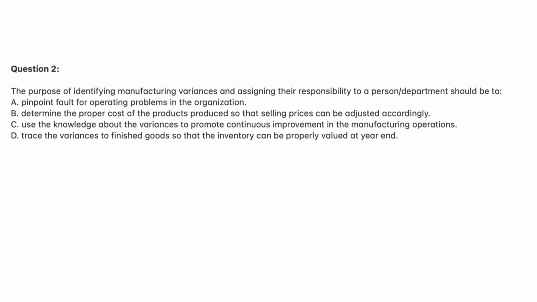Question 2. The purpose of identifying manufacturing variances and assigning their responsibility to a person/department should be to A. Pinpoint fault for operating problems in the organization, B. Determine the proper cost of the products produced so that selling prices can be adjusted accordingly, C. Use the knowledge about the variances to promote continuous improvement in the manufacturing operations, D. Trace the variances to finished goods so that the inventory can be properly valued at year-end.